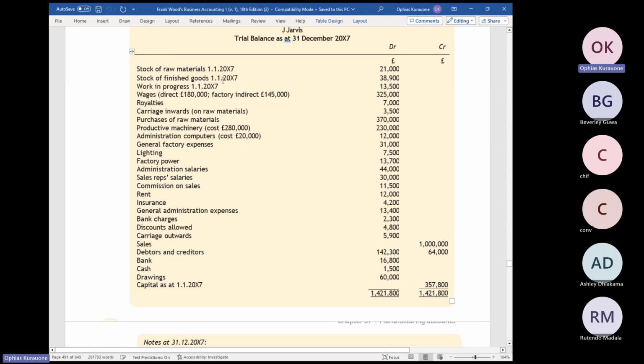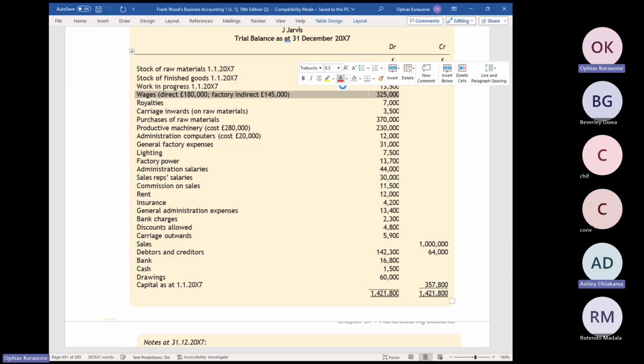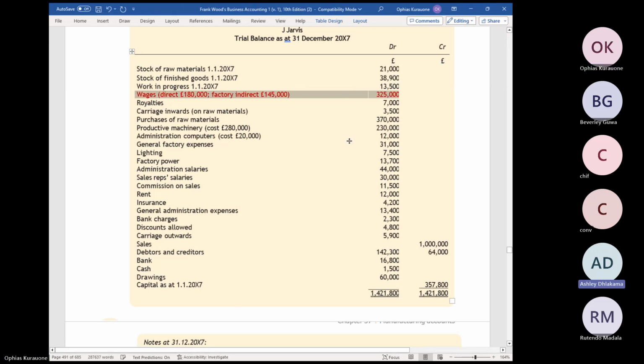Stock of raw material 1/1/2007, 21,000. Stock of finished goods 1/1/2007, 38,000. The direct wages 180, factory indirect 145, plus 180 gives us 325. You add 145 plus 180, it comes to 325, because they are direct wages and factory indirect.